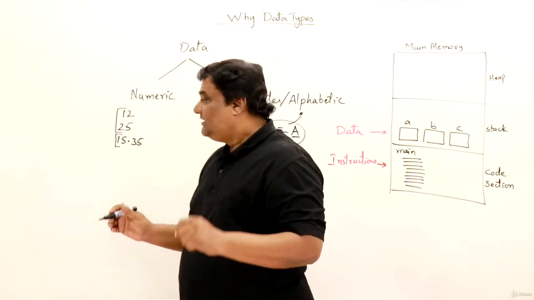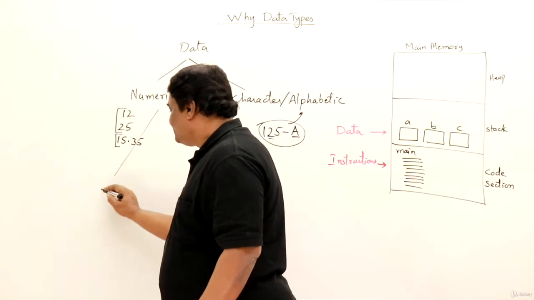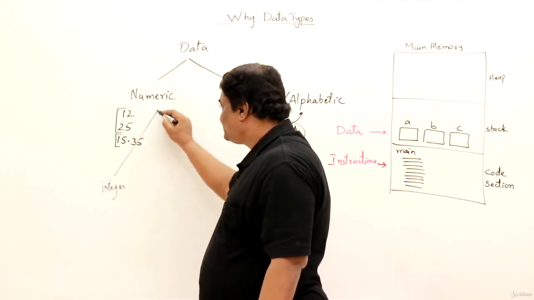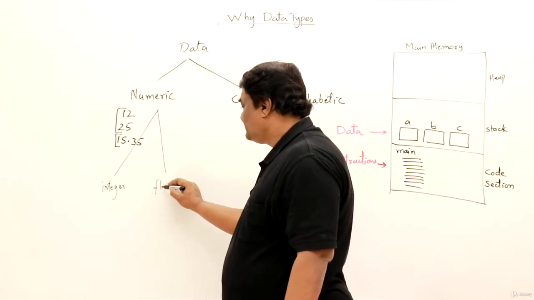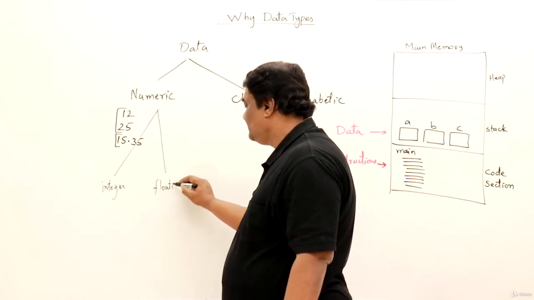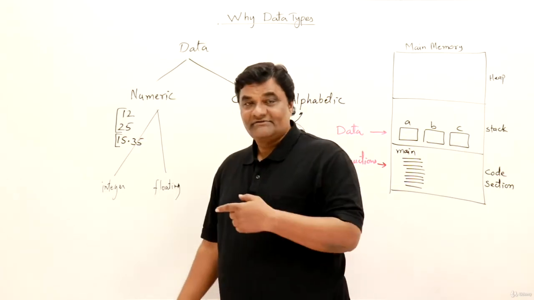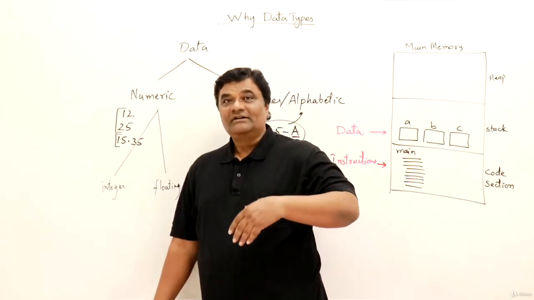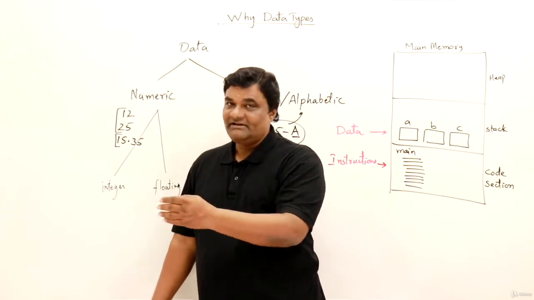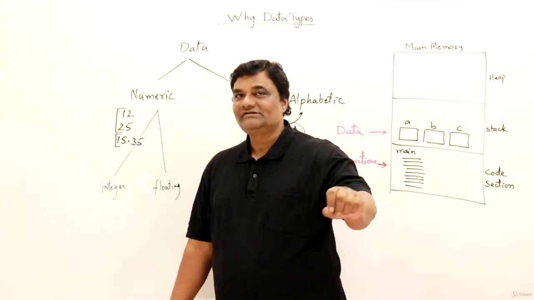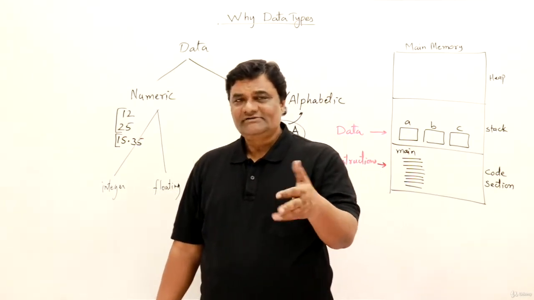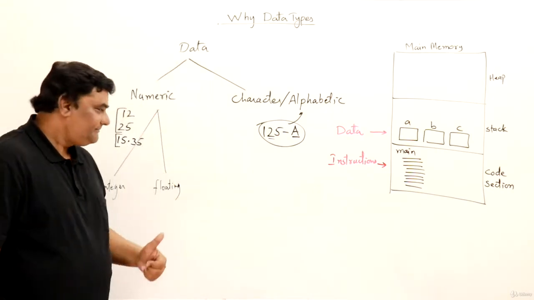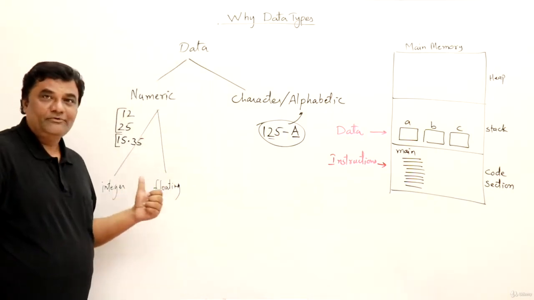So I will categorize numbers as integer, that is without a decimal, and floating point, that is with a decimal. Floating point means decimal only, right? The approach for representing a decimal number is called floating point. This you will understand later. So now I have two types of numbers, integer and floating point.